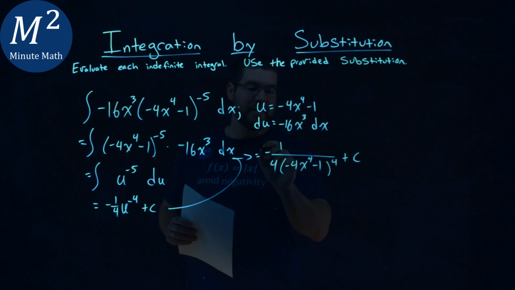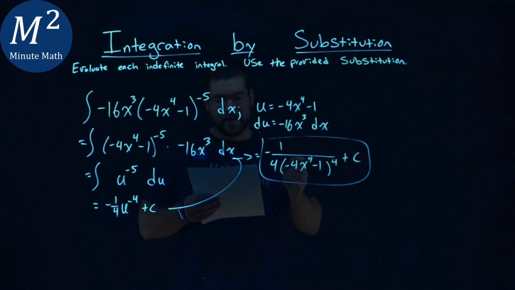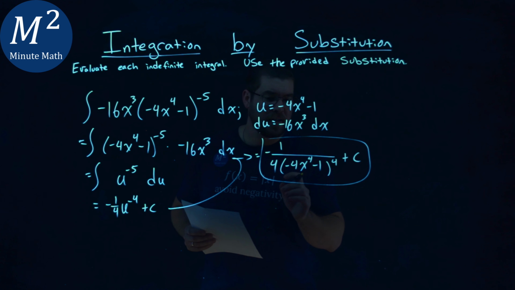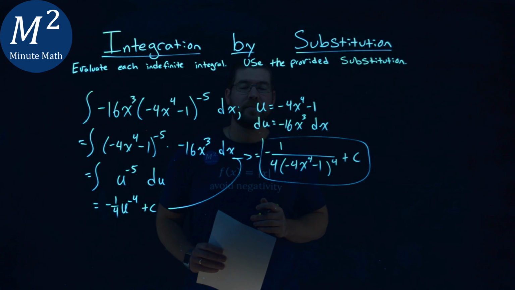And that's actually it. We are all done. So my final answer here is a negative 1 over 4 times the negative 4x to the fourth minus 1 to the fourth power plus c.